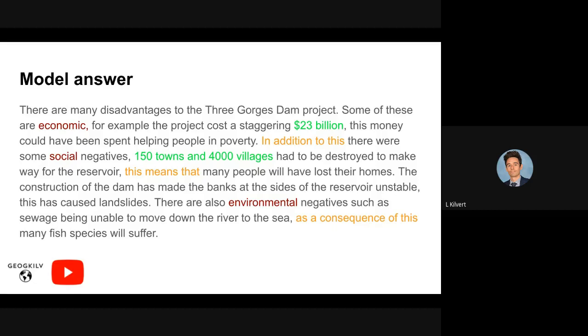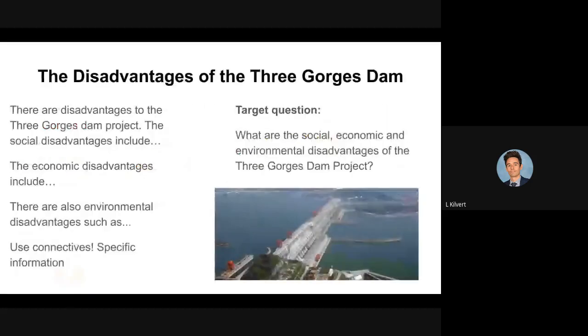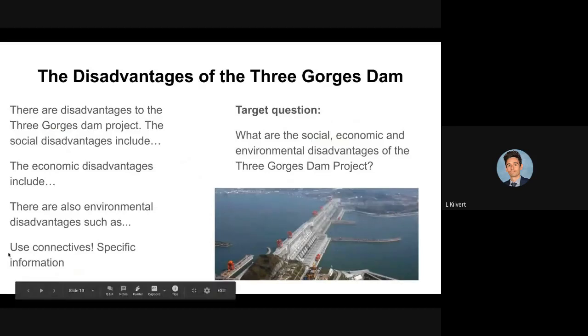Now, if I go back a slide, you can see here that you've got some sentence starters that are designed to support you and provide you with that scaffold. There are disadvantages to the Three Gorges Dam project. The social disadvantages include, the economic disadvantages include, the environmental disadvantages such as, and remember, you've got to use connectives and give specific pieces of information.